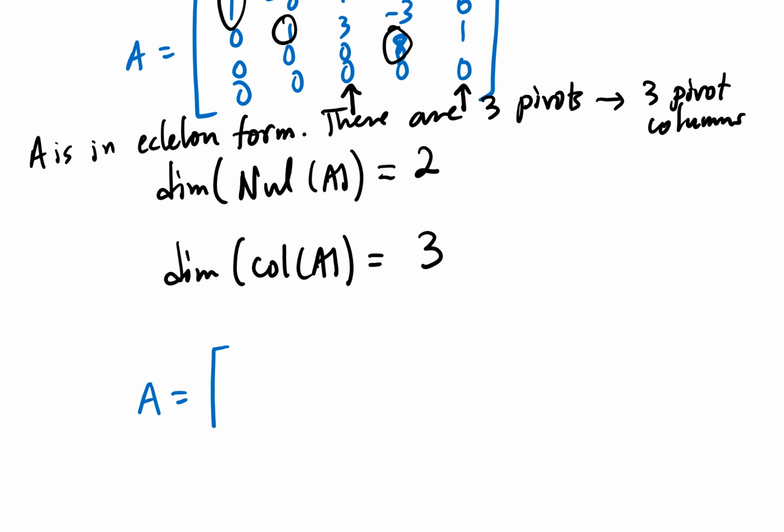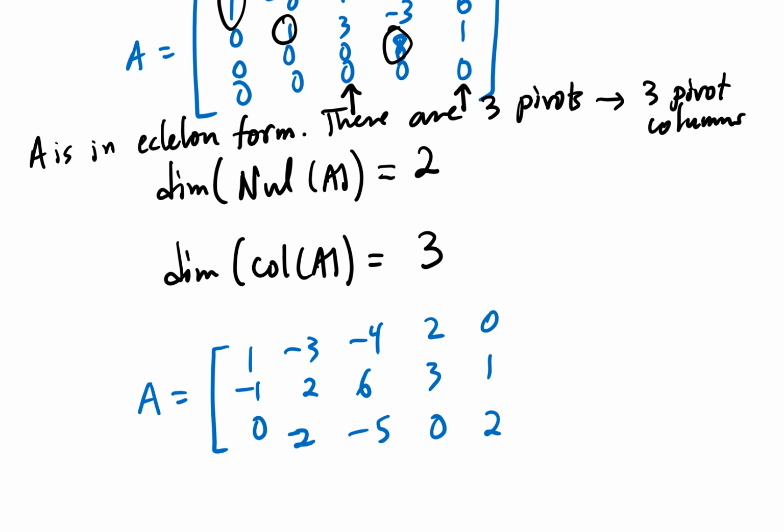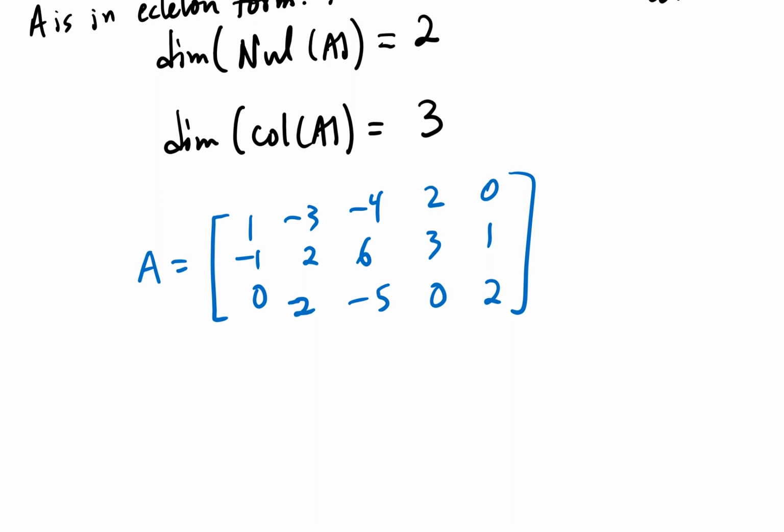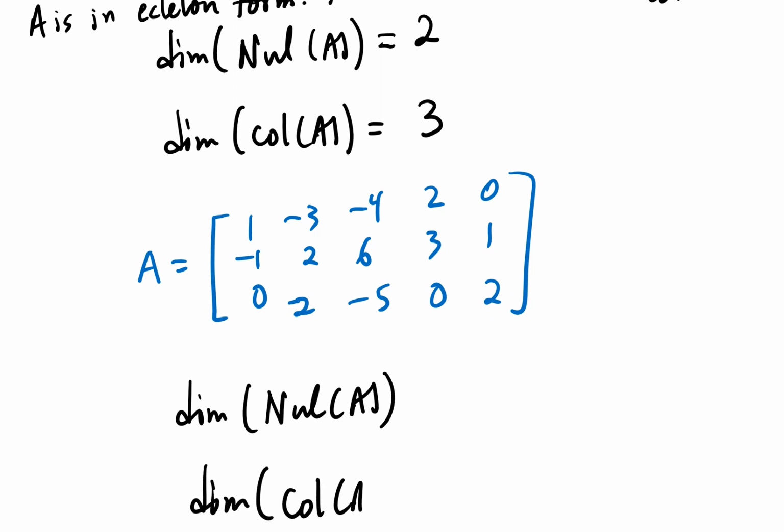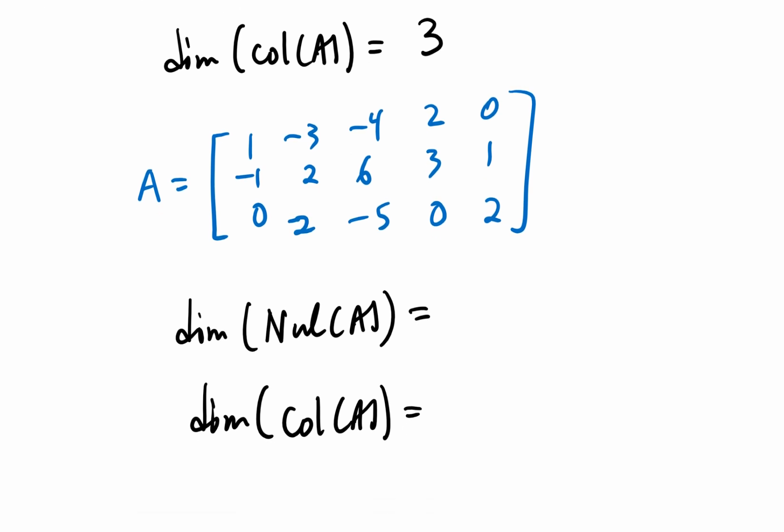Next one, 1 negative 1 0, negative 3 2 2, negative 4 6, negative 5 2 3 0, and the last one is 0 1 2. You are required to find the dimension of the null space of A and the dimension of the column space of A. Try this one.